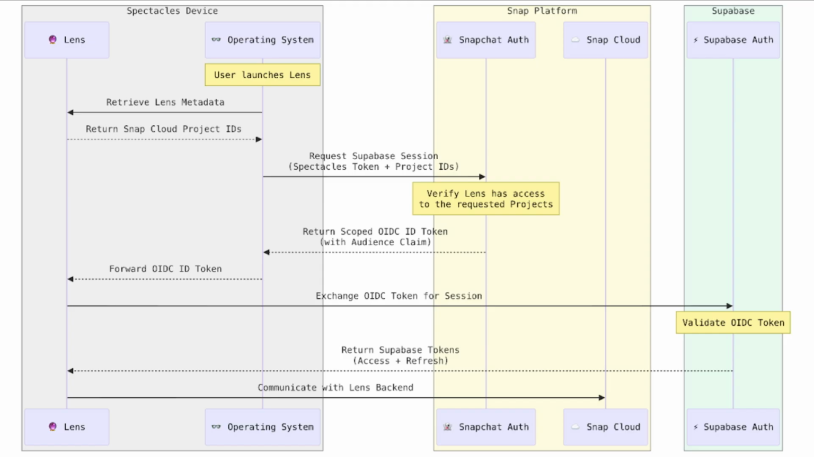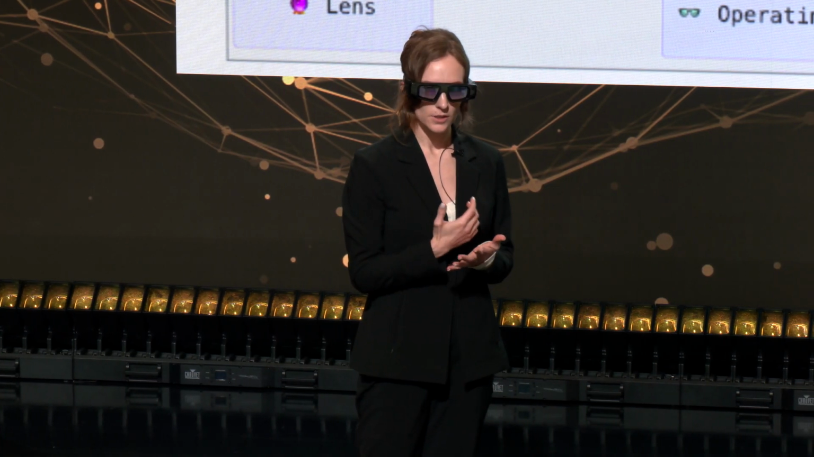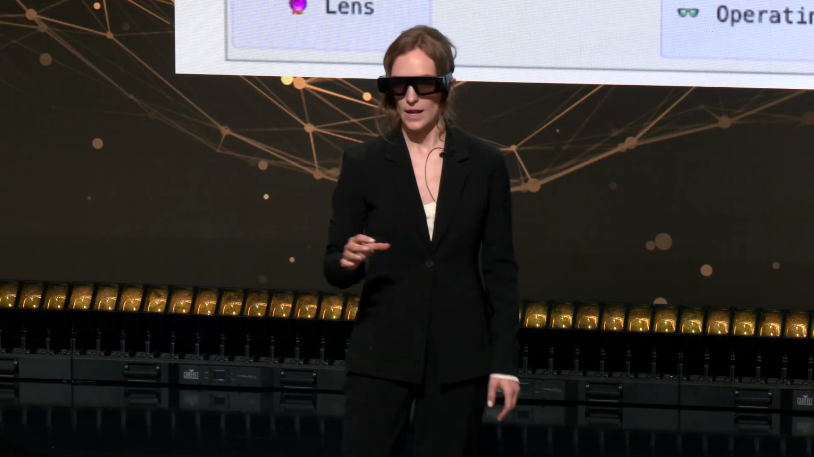This isolation boundary ensures that even if a Lens contains malicious code, it could not intercept or misuse the identity credentials. Security was a first-order design principle, not an afterthought.